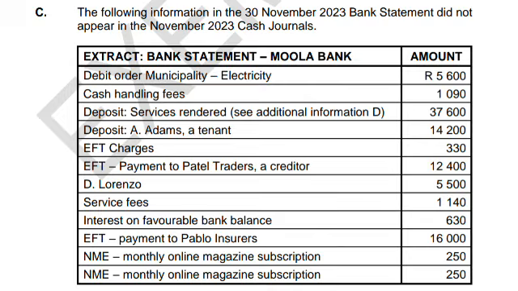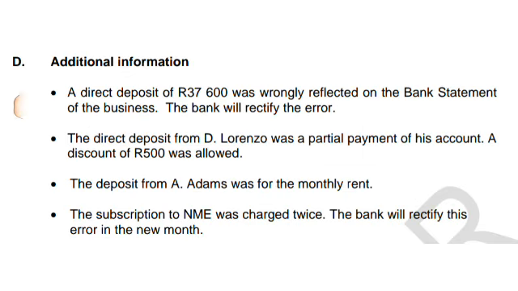So let's go back to information C now and try to correct the errors that were made. So we have a deposit of 37,600. Remember, I just said outstanding deposits don't go on the debit. They always go on the credit. However, this one was not mine, and they already put it on my credit, meaning that they have already credited me with this amount, but this amount does not belong to me. Remember, information D, bullet number 1 said a direct deposit of 37,600 was wrongly reflected on the bank statement of the business. The bank will rectify this error.